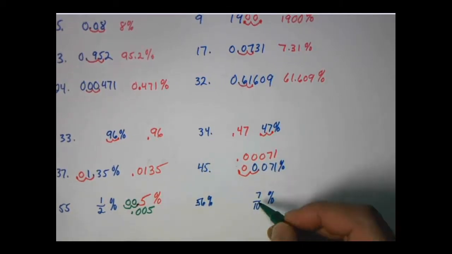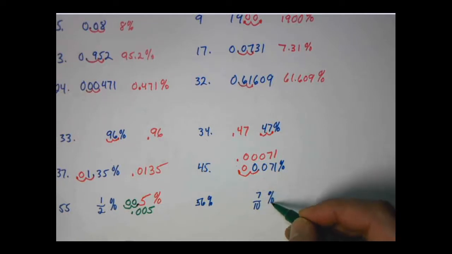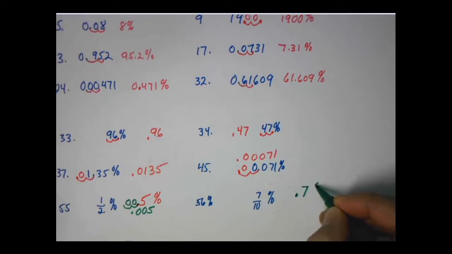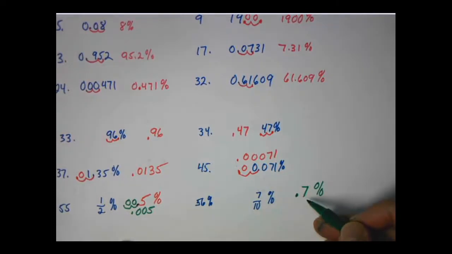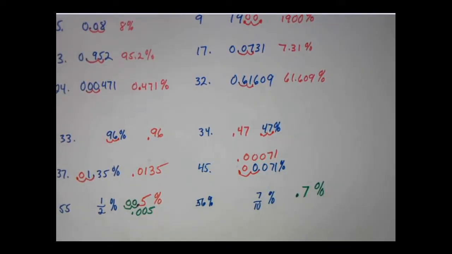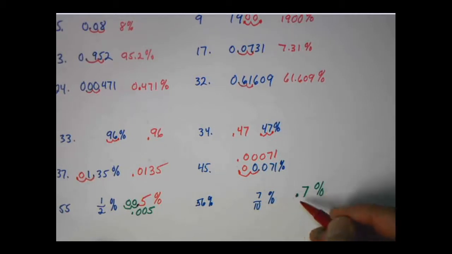Number 56 is the same way. I have 7/10 as a percent. So if I write that 7/10 as a decimal, it is 0.7, but it is still a percent. I just simply changed the fraction to a decimal. Now I need to move it. If I'm changing it from a percent to a decimal and moving it over here, by 2 spots becomes 0.007, and I drop the percent sign.